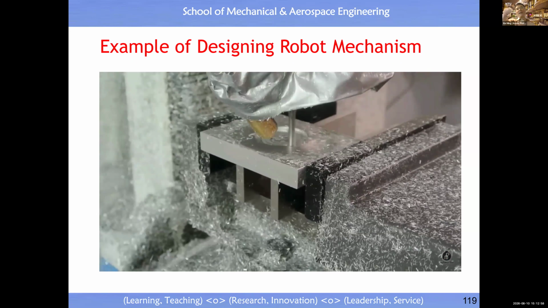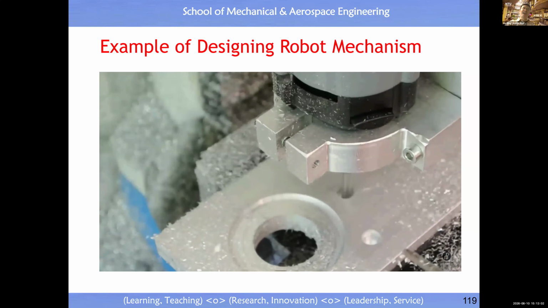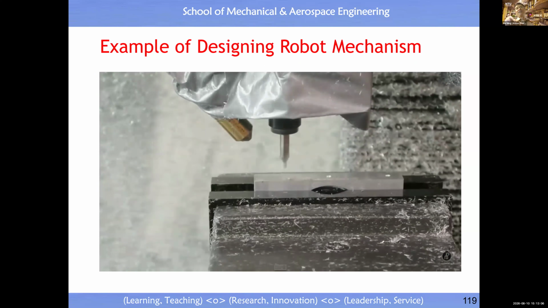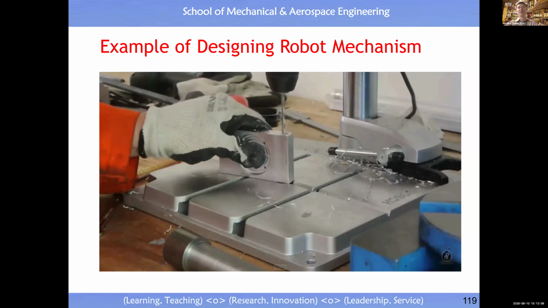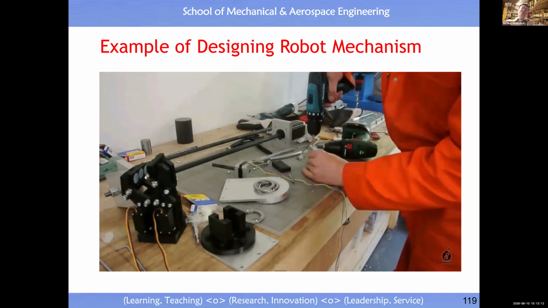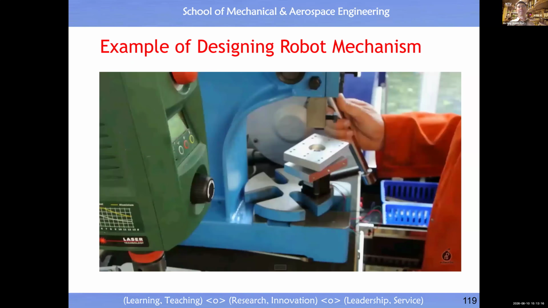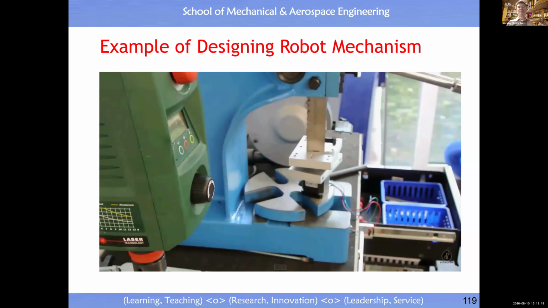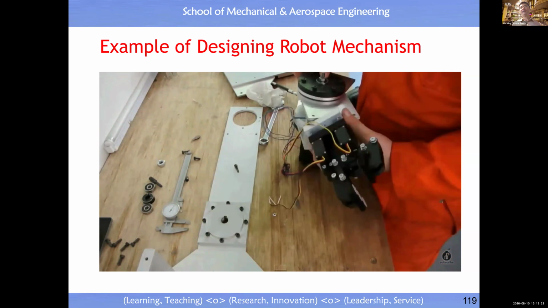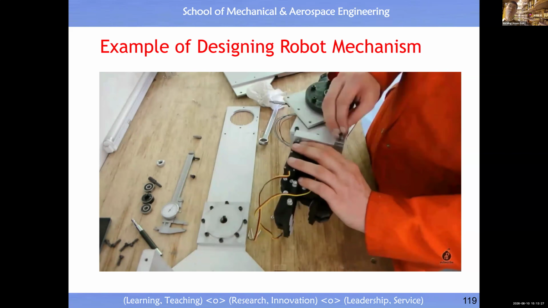Then you do machining, and all the necessary parts. After that, you do assembly. This is still machining, producing individual parts. Now you do assembly. Put the related parts together, then form sub-assemblies, then put the sub-assemblies together, then you have a robotic arm.